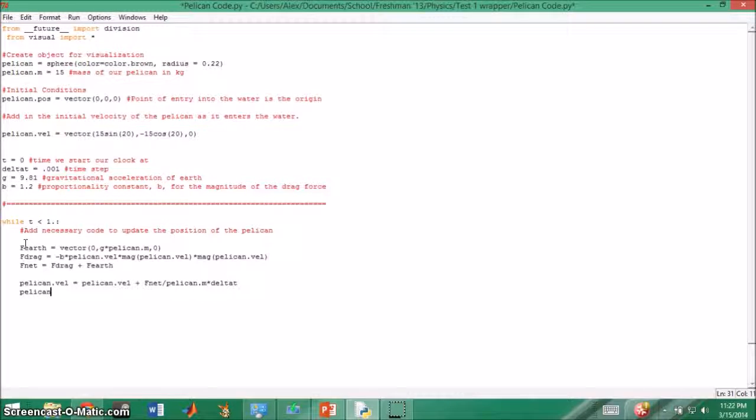And the same goes for the position of the pelican, pelican dot position. I'm going to set that equal to the previous value of position in the while loop. And we're going to add it to the change in position, which is the pelican's velocity times time.